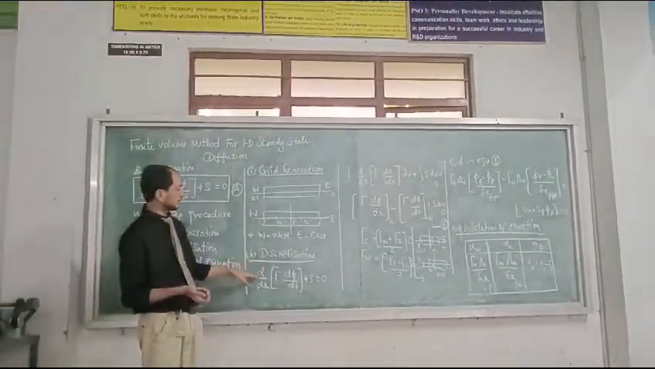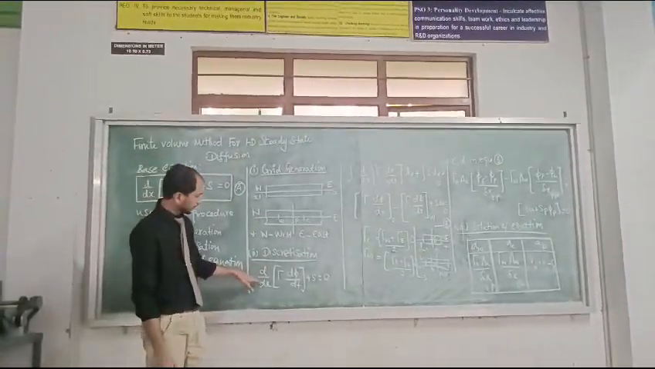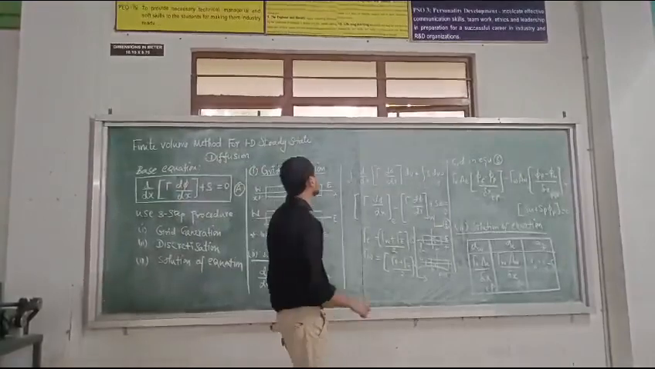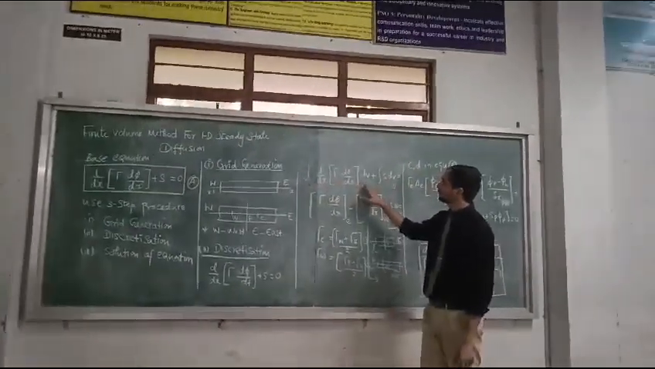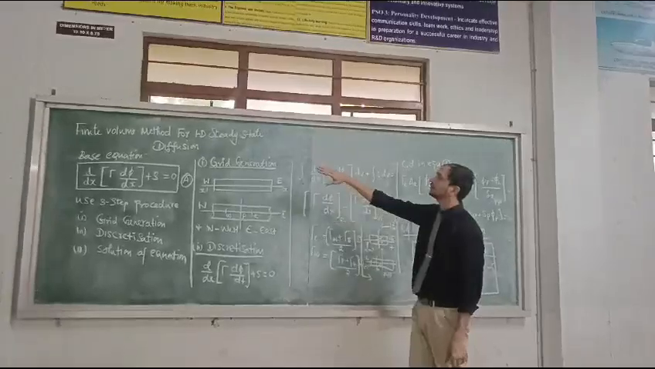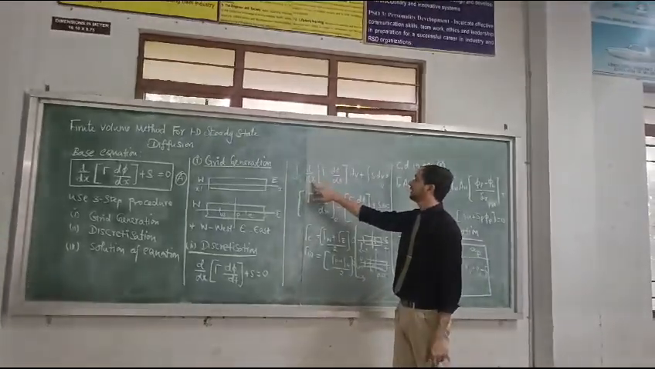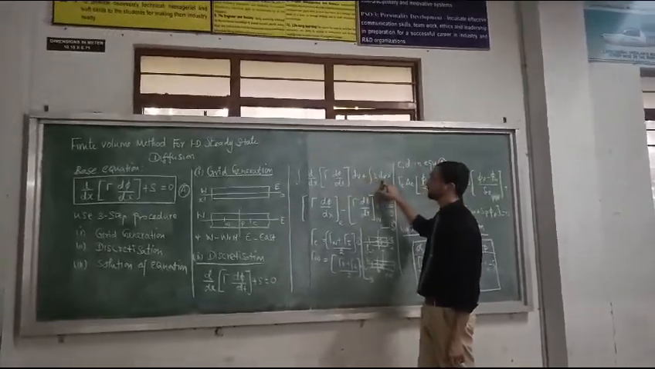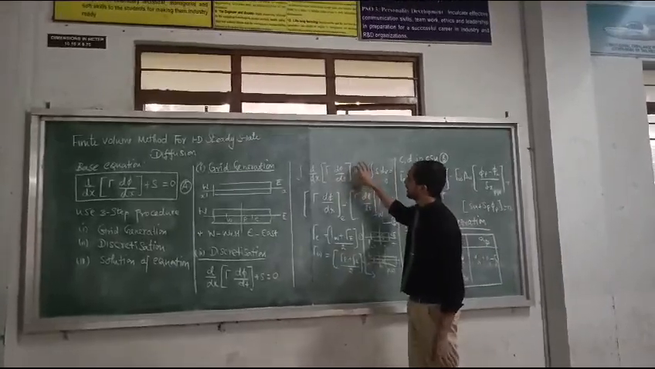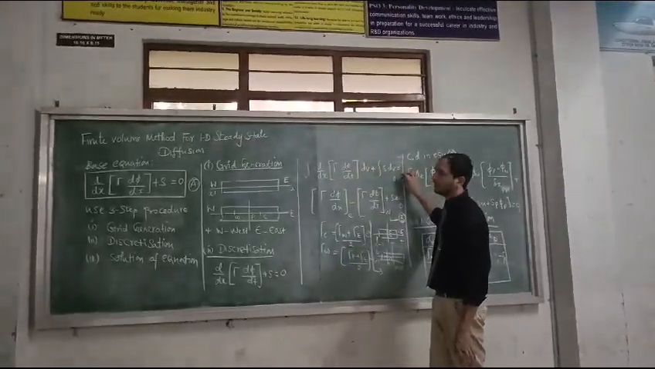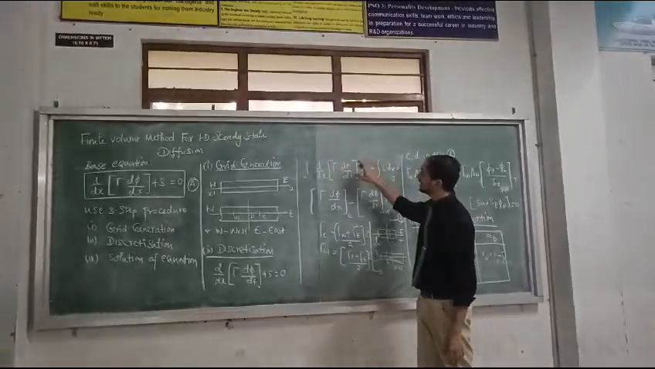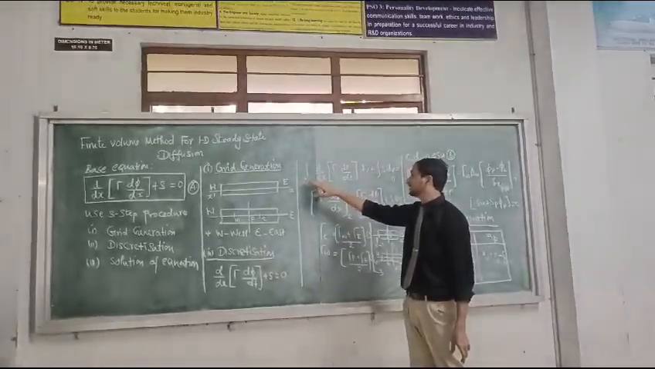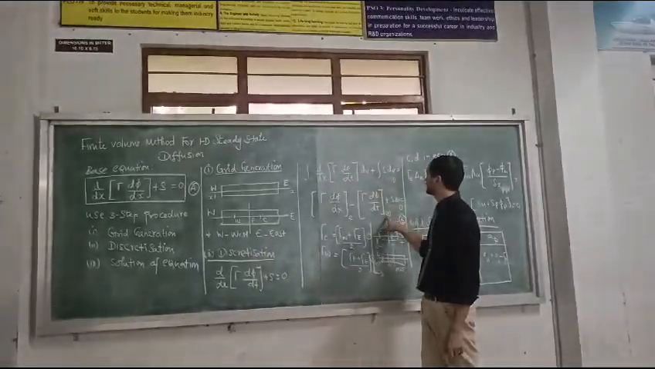For discretization we take the general equation, d by dx of gamma into d phi by dx, plus S, is equal to 0. Here we integrate this equation over the control volume, because this is volume based. So the integration of d by dx of gamma into d phi by dx dV, plus the integration of S dV, that is equal to 0. The last term is the source term. Integration and differentiation get cancelled, so based on this we calculate with respect to the volume.